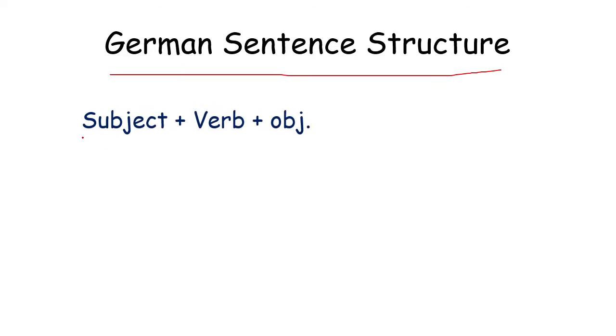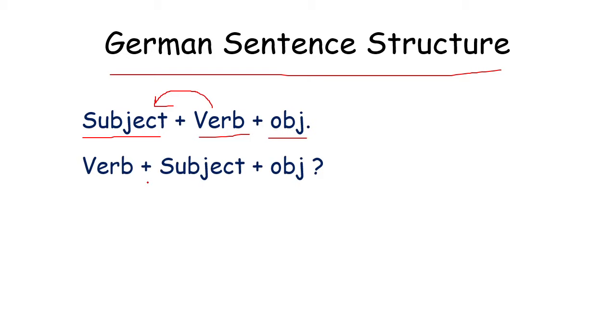Subject, verb, object. Normally we have a subject at the first position, the second position is the verb, then the object. And the verb always conjugates with the subject. Like in English, I say, I have, he has. And if the verb comes at the first position, then verb, subject, object is always a question, and that is for ja and nein questions.